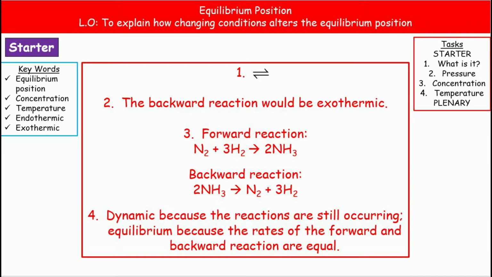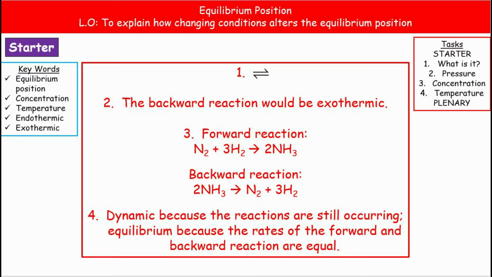For question 3, the forward reaction would be N2 plus 3H2 makes 2NH3, and the backward reaction would be 2NH3 makes N2 plus 3H2, making sure obviously we've changed our reversible reaction arrow to a standard arrow. And then question 4, it's dynamic because the reactions are still occurring, but it's an equilibrium because the rates of the forward and back reaction are equal.